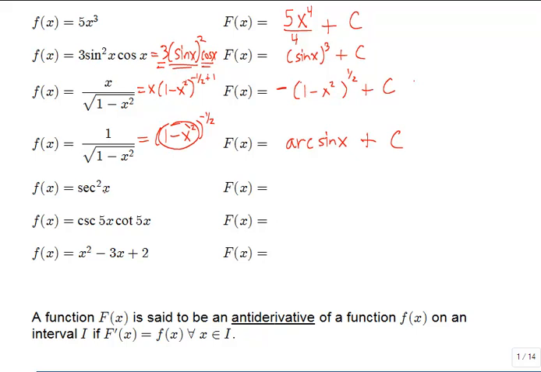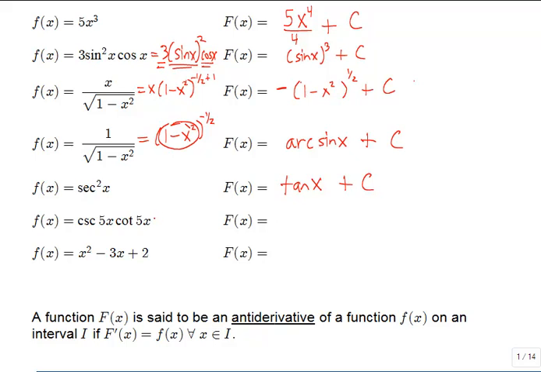How about secant squared of x? What function has secant squared as its derivative? This is another one of these that you kind of have to have memorized. We know that the derivative of tangent is secant squared. So this antiderivative must be tangent of x with a plus c. Okay, how about cosecant of 5x times cotangent of 5x?